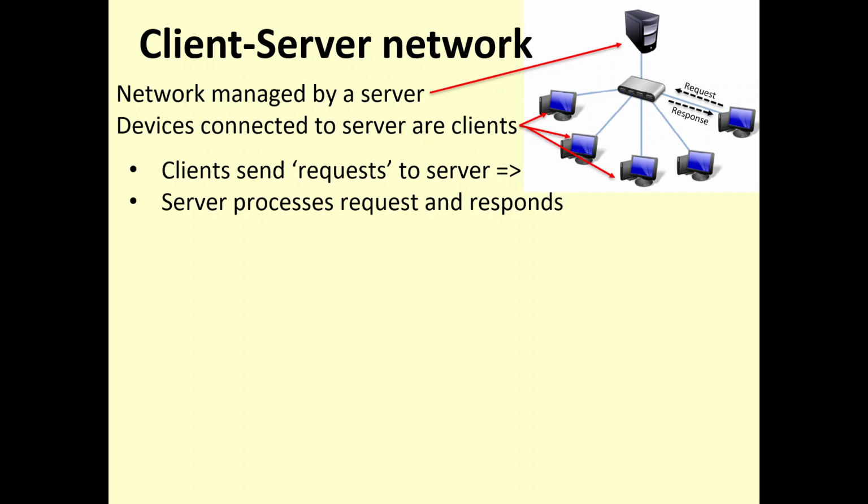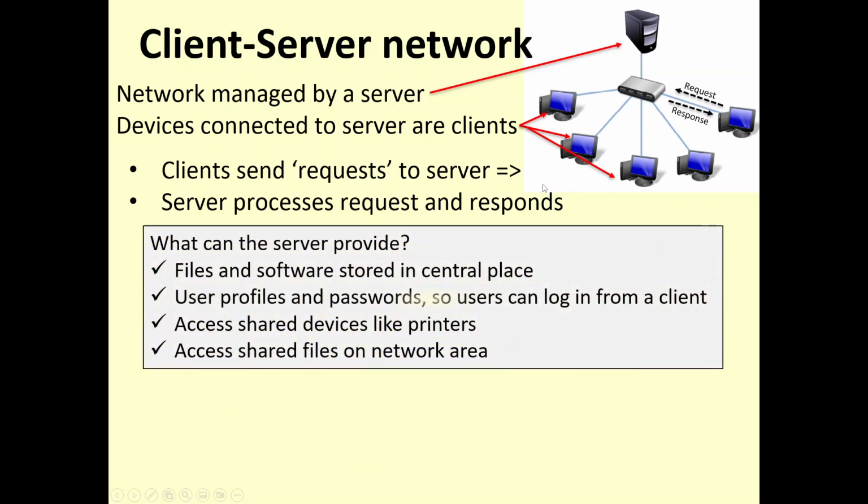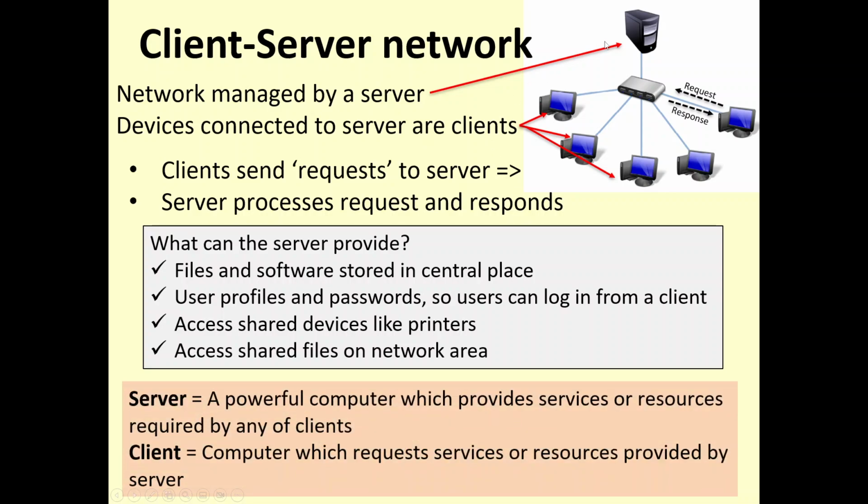A client-server network is a network that's managed by a central server. Devices that connect to the server are called clients. Clients send requests to the server, which processes a request and responds to them. It could be a request to log on, receive a file or print something, whatever the request is. It could be accessing the internet or accessing another place on the network, for example. So the server is the powerful computer, and the client is the computer which sends the request to the server.